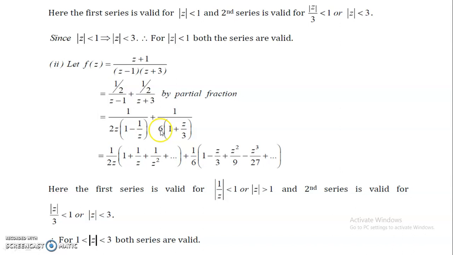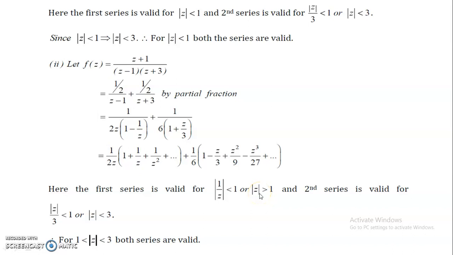It is 2 outside, 3 outside in the second term, and 1 is the z outside there. And you can split that up. It is in the form of Laurent's and Taylor's, because the z term comes in the numerator in every term. So here the first series is valid for 1 over mod z less than 1.